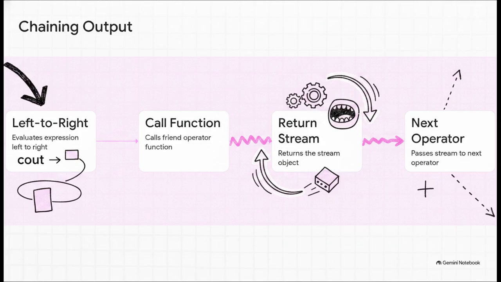Let's break down how chaining those outputs works step by step. When you write cout insertion operator myrect insertion operator yourrect, the compiler reads that from left to right. It takes cout and myrect and throws them into our friend function first. But here's the trick. To keep the chain alive for yourrect, our function has to return that stream object back out. It catches the stream, prints the first rectangle, and then tosses the stream right to the next operator in line.